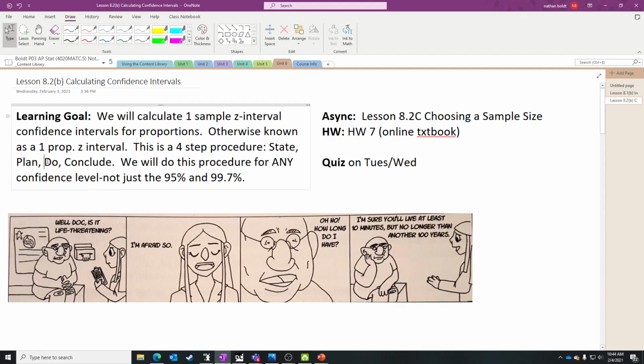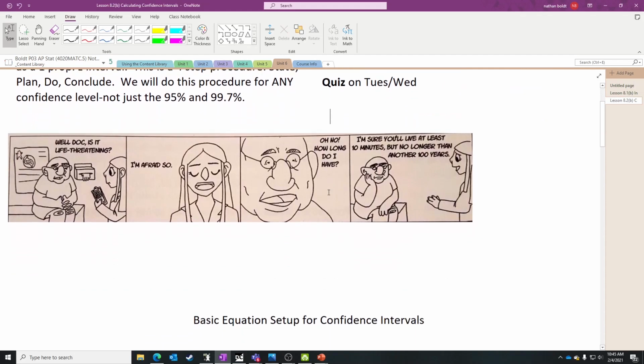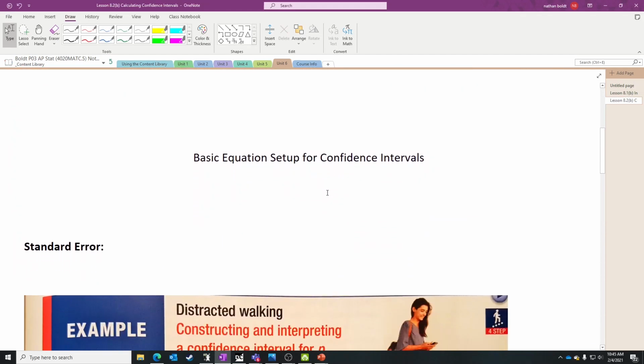We are going to do the do part today. And of course, you've done the conclude. You can write the sentence to analyze and interpret the confidence interval. So we've got that done. So all we have to do are the calculations. We're going to do this procedure for any confidence level, not just the 95 and the 99.7, but we are going to sort of start there. Those are the easiest ones.